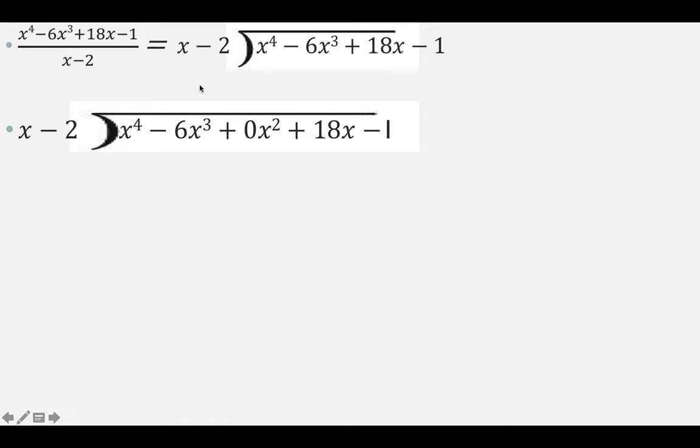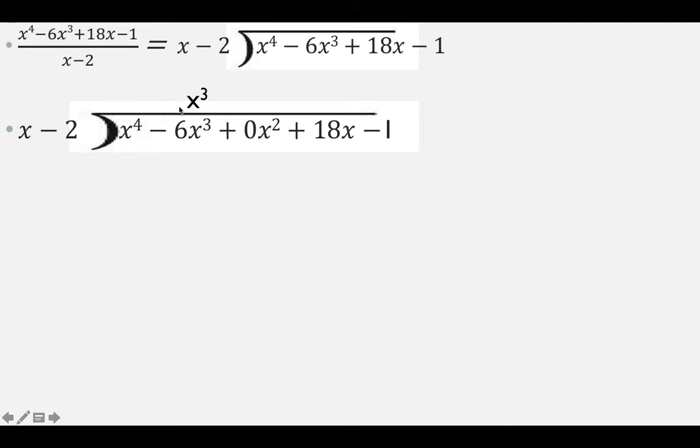So what I'm going to do is up here, right on top of the x to the third term, I'm going to put what I'm going to multiply, x to the third. That's just the step that I did here. I asked myself, x times x to the third is going to give me x to the fourth. Good. Now the question is, what am I going to subtract down here? That's the process of long division.